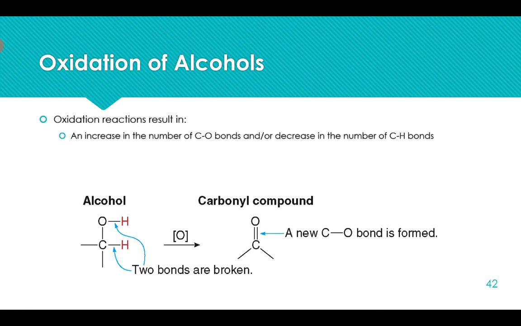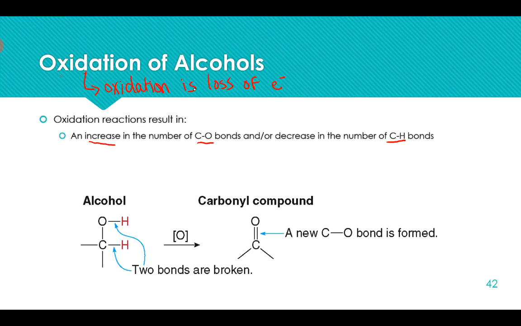Oxidation is a different type of chemical reaction. In oxidation, we are going to be increasing the number of carbon-oxygen bonds and decreasing the number of carbon-hydrogen bonds. So we'll be counting these as a way of tracking. You might remember from a previous chemistry class that oxidation is the loss of electrons.